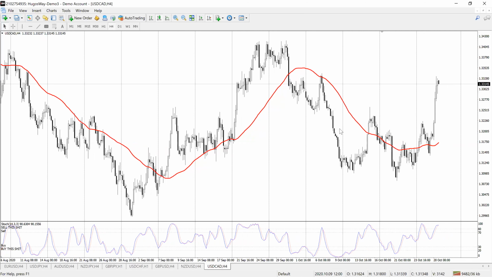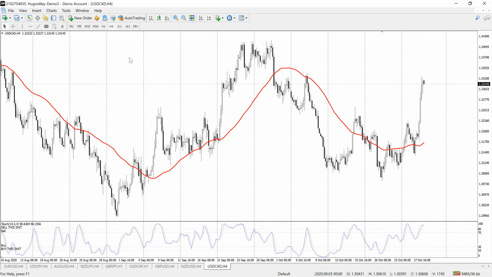So let's see, market structure. The absolute only market structure that you should be paying attention to is only M's. Let me actually see if I can draw it on the screen.